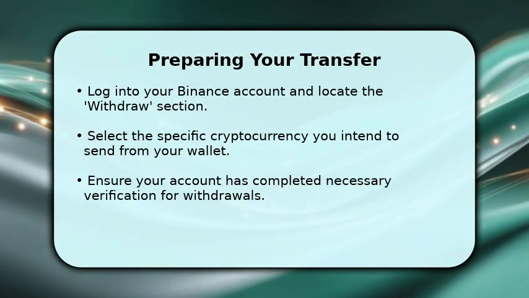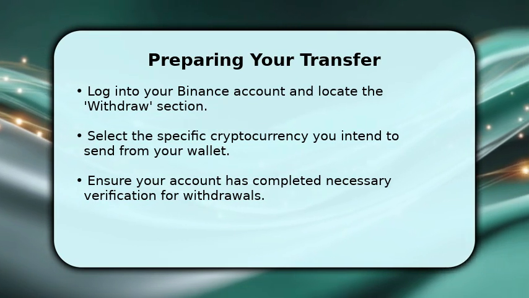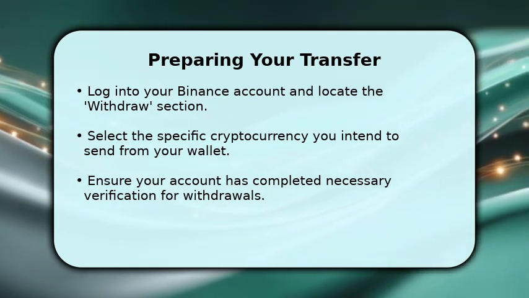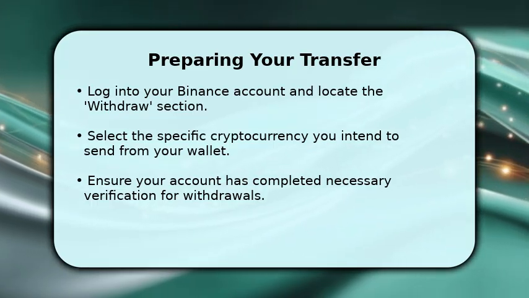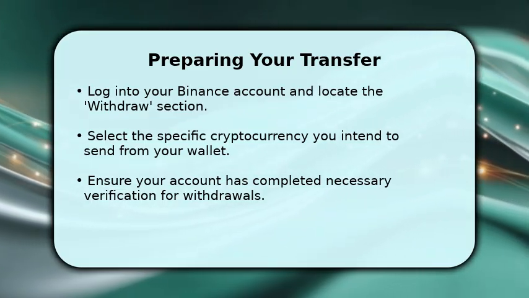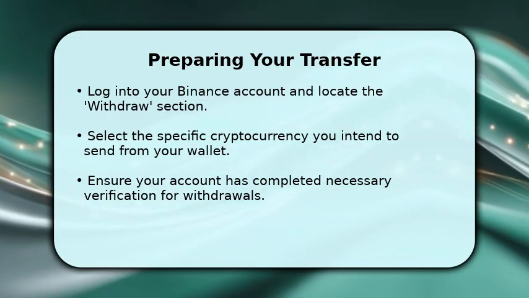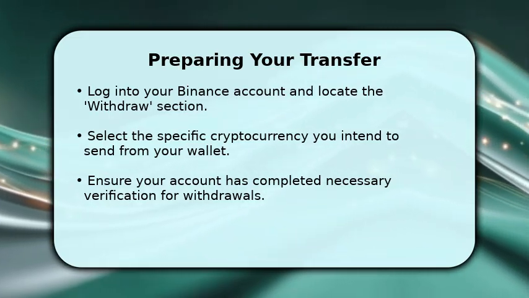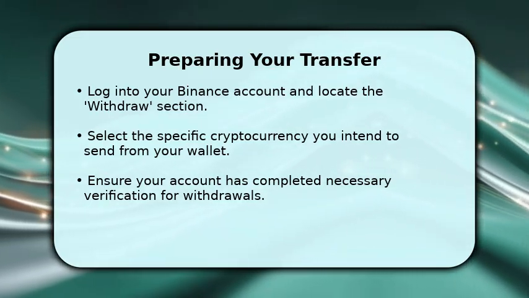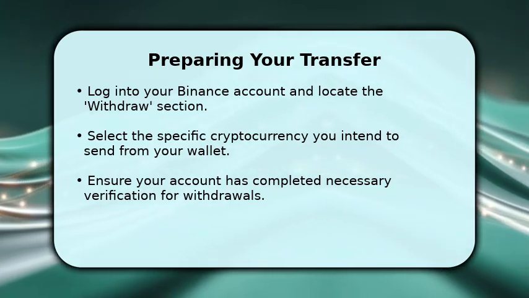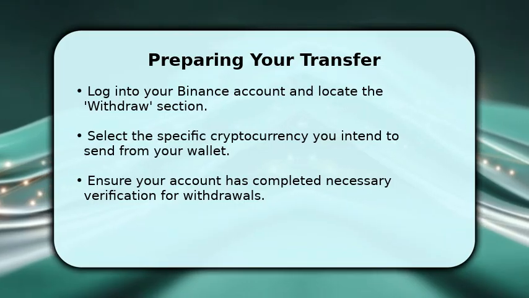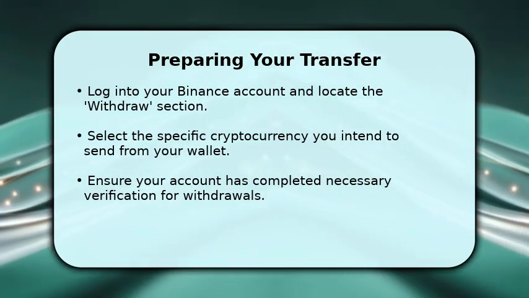Before initiating any transfer, first log into your Binance account. Once logged in, navigate to your wallet and find the withdraw option. Here, you will select the exact cryptocurrency you wish to send, such as Bitcoin or Ethereum. It is important to ensure your account has completed all required verification steps, as this is crucial for enabling withdrawals and adhering to platform security protocols.